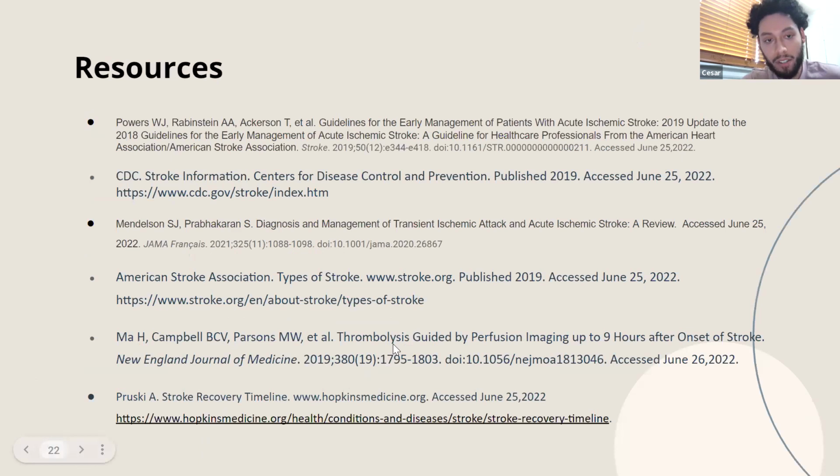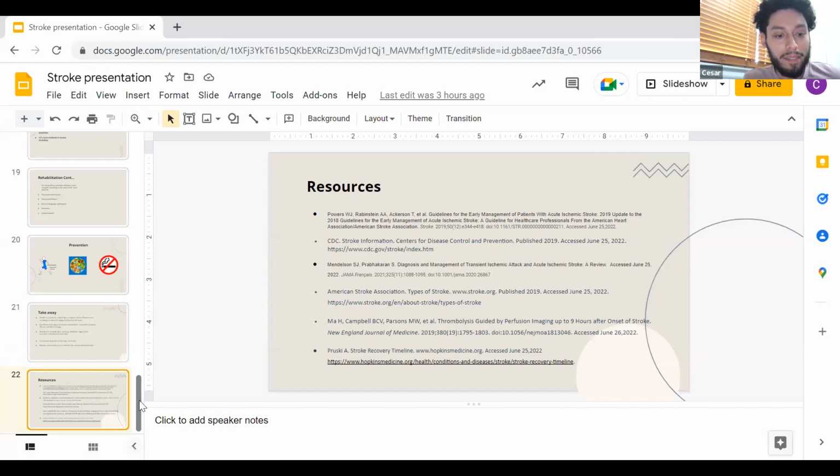Okay, so these are the resources that I used to compose this presentation. And hopefully you got something out of the presentation. And just to wrap it up, the most important thing to me is probably just recalling and remembering the BFAST acronym, because being familiar with that can save people's lives if they get treatment in a timely manner. So the floor is now open for any questions you might have.